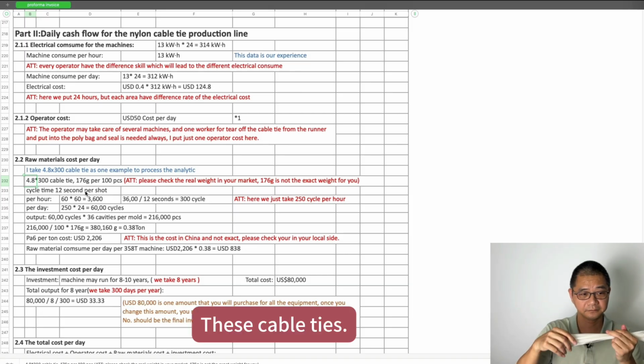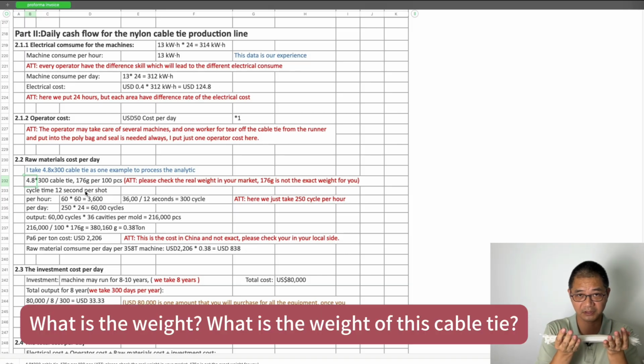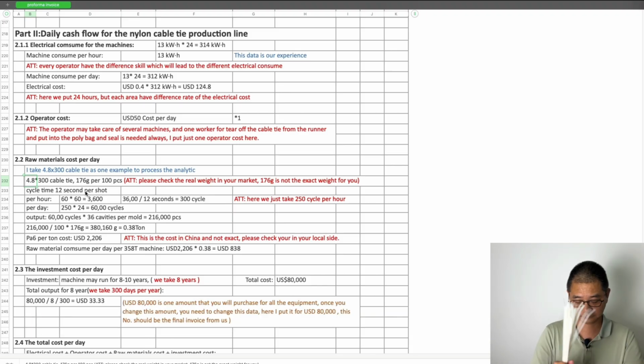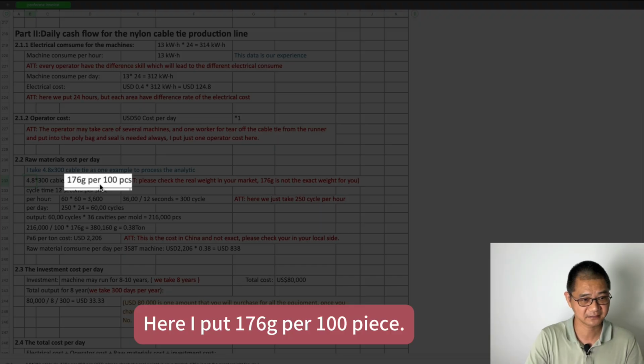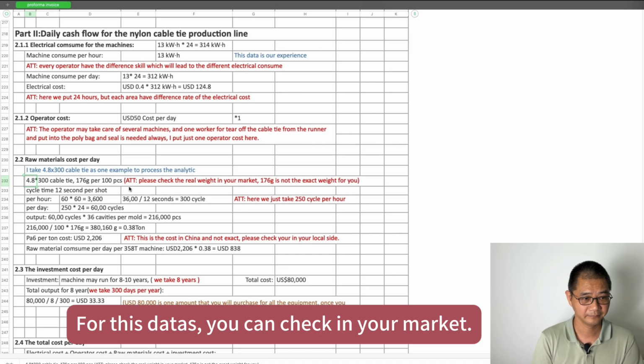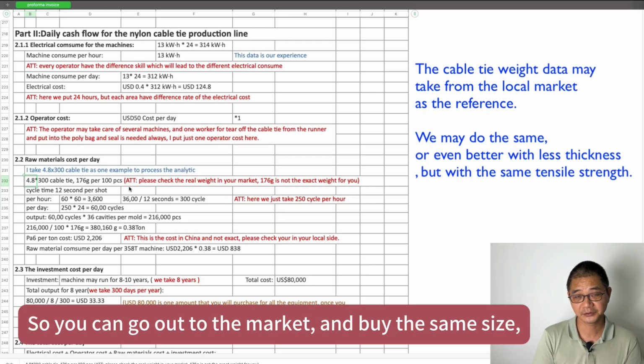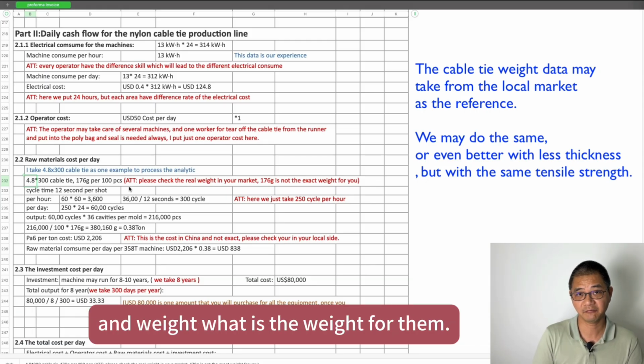This cable tie, what is the weight? What is the weight of this cable tie? Here I put 176 per 100 pieces. For these statistics, you can check in your market. So you can go out to the market and buy the same size and weight.